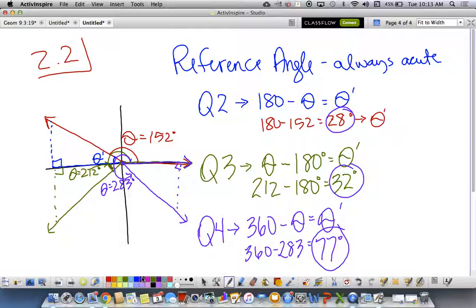What if we have an angle that's in the first quadrant right here, and that angle is 48 degrees? Where are we drawing our triangle? Your reference angle is 48 degrees. It doesn't change. If you already have an acute angle in the first quadrant, it doesn't change. It just stays that number.